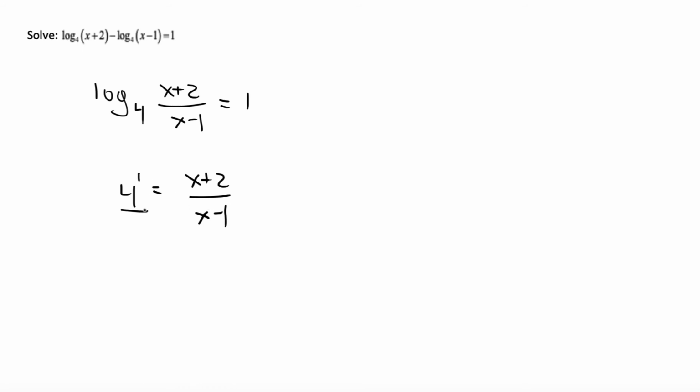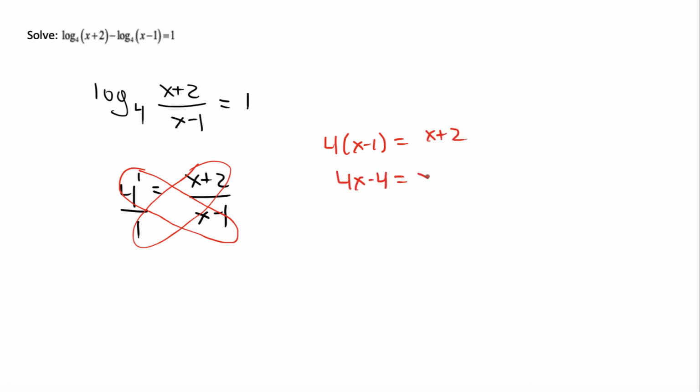Okay, the best thing to do is probably cross multiply, right? So when we cross multiply, we'll take this guy here equals to those two multiplied together, right? So 4 times x minus 1 equals x plus 2, right? And now we should be able to solve this one pretty straightforward, right?